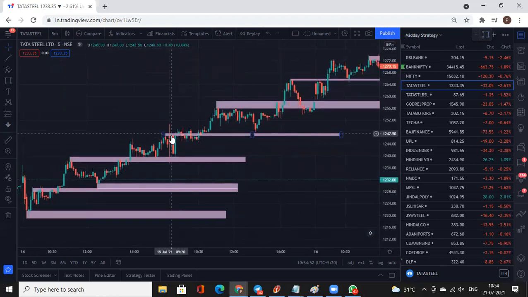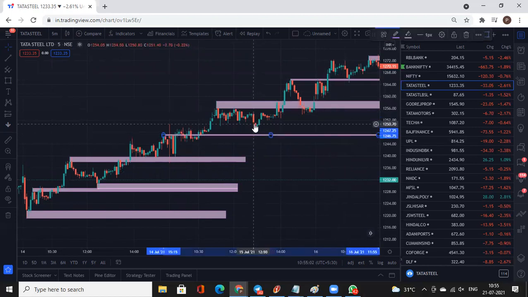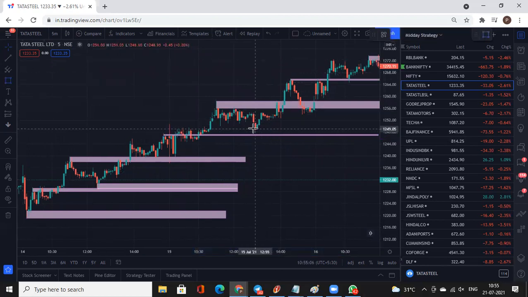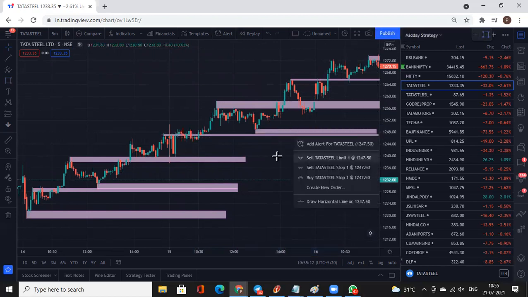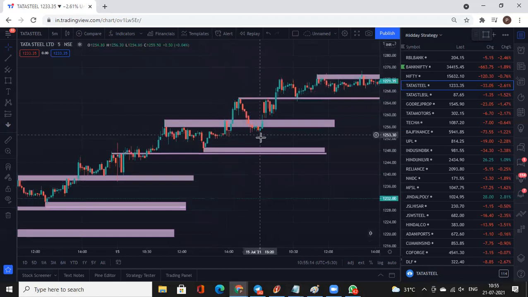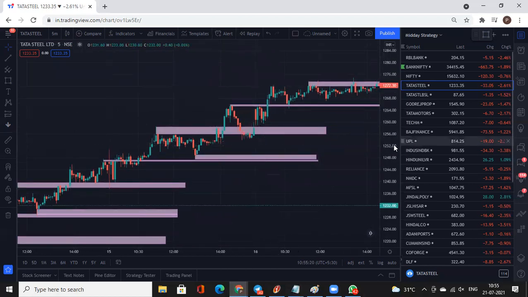And then see, we marked it here. We marked here. There is another good support area formed here, right? See here, see this series of lows, and then there is a green candle. So I'm going to mark this also. Okay, and then there is a series of lows, but here there is no green candle, so we need to wait. So there is another one formed here.